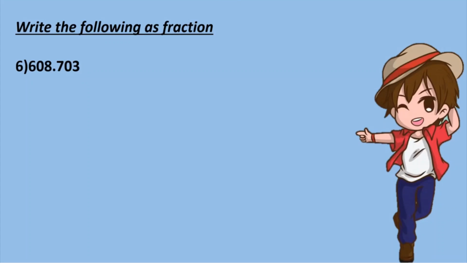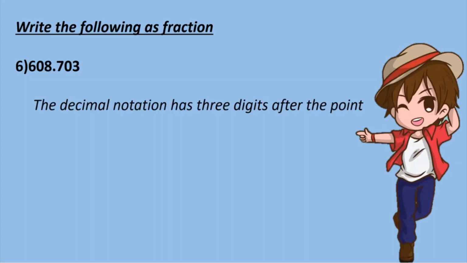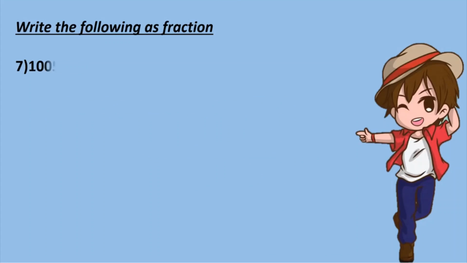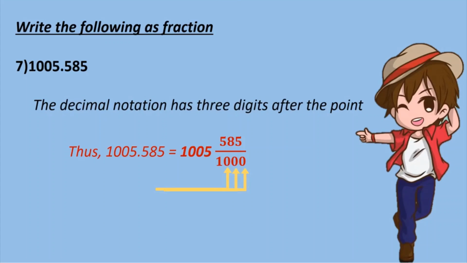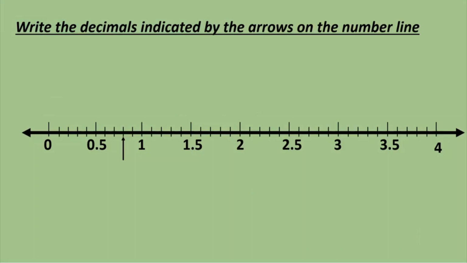608.703. So here 608 is the whole number. So we write it as 608 and 703 by 1000. 1005.585. So the whole number is 1005. So we write 1005 and then 585 by 1000. Now we come to the last sum. Here is a number line. On the number line we can see 0.5 marked on it.